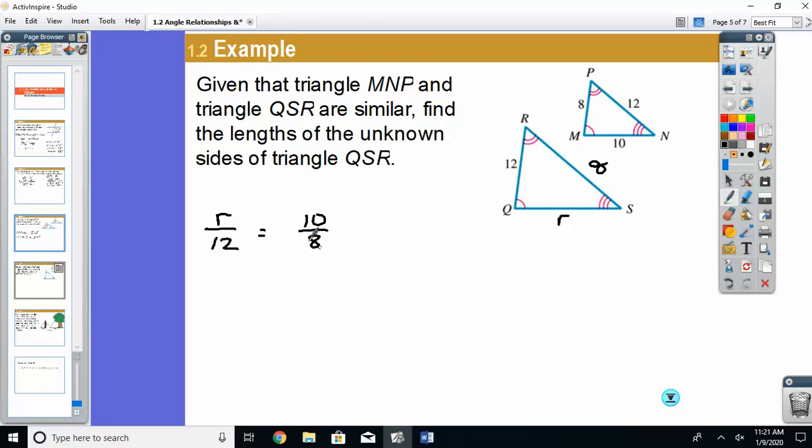Then to solve something like this, we just cross multiply. So 8R equals 120. Divide by 8, and we get 15.